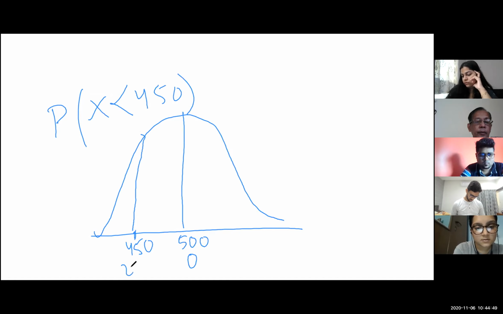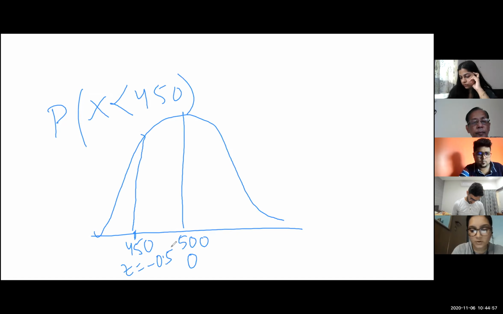Yours Z will be minus 0.5. Minus 0.5, and from the graph, which area? Set the area. Which area do you want?